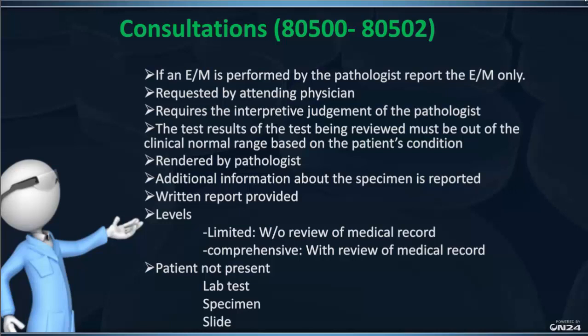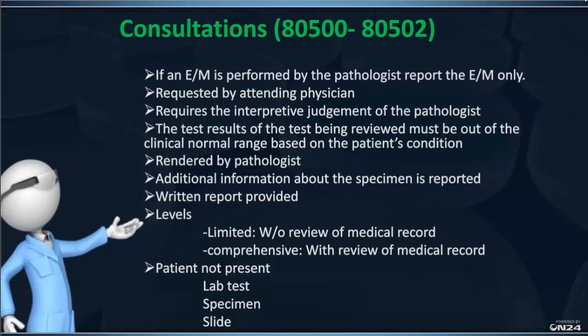The consultation is requested by the attending physician. It requires an interpretive judgment of the pathologist. The test results of the test being reviewed must be out of the clinical normal range based on the patient's condition to even need this consultation. The consultation is rendered by a pathologist. Additional information about the specimen is reported, and a written report is provided.